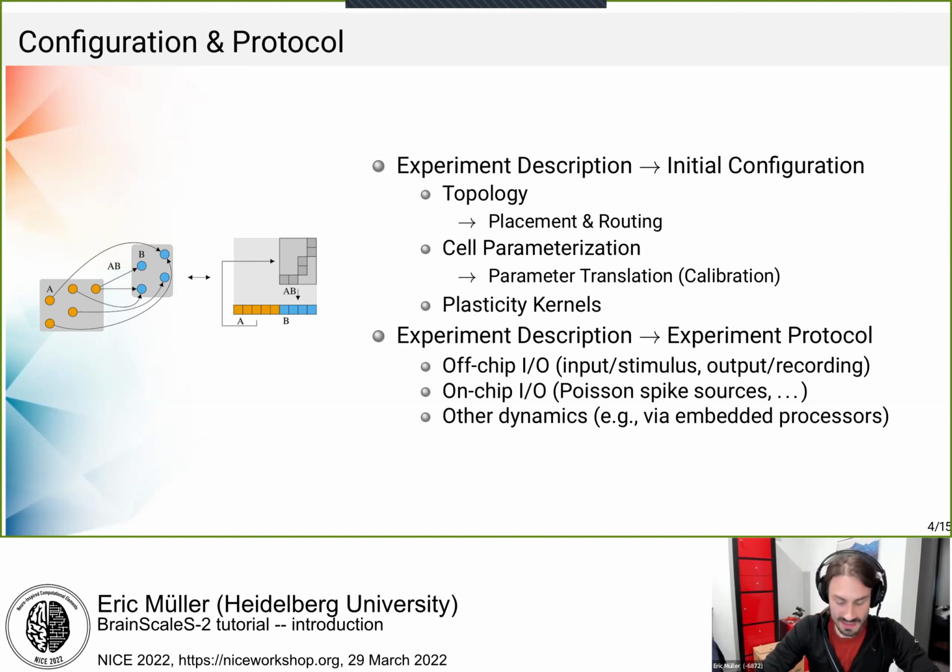Plasticity kernels, so basically plasticity descriptions for individual parts of the network, also need to be translated to programs for the embedded processors. And then we have the I/O things and other dynamics that could also come in from the embedded processors.